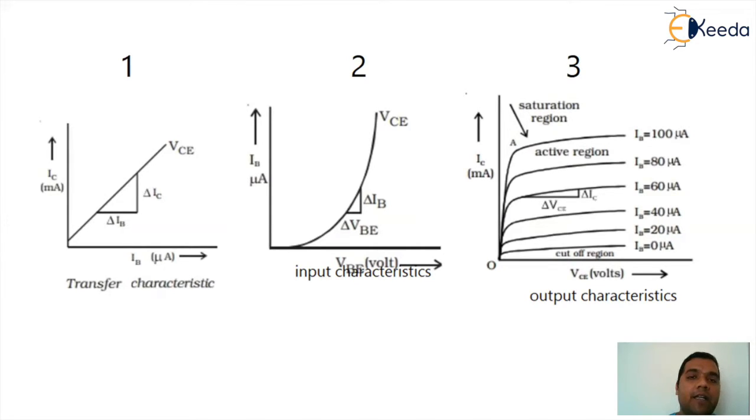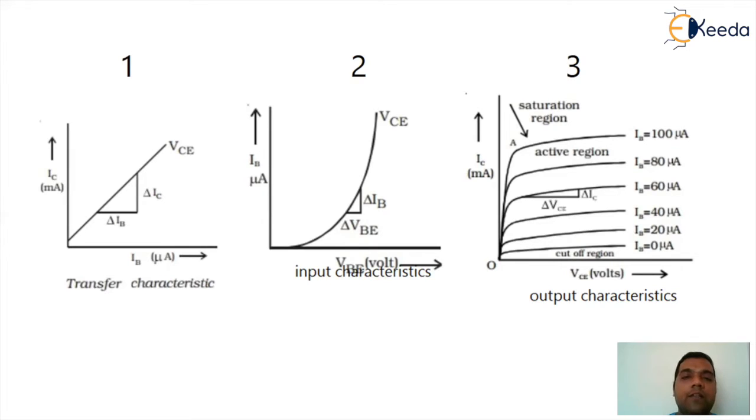Since the BJT is going to be a current amplifier, you can see a relation between IC and IB for common emitter, where IB is the input current and IC is the output current, and the graph is as good as a linear rising graph because IC is beta times IB.